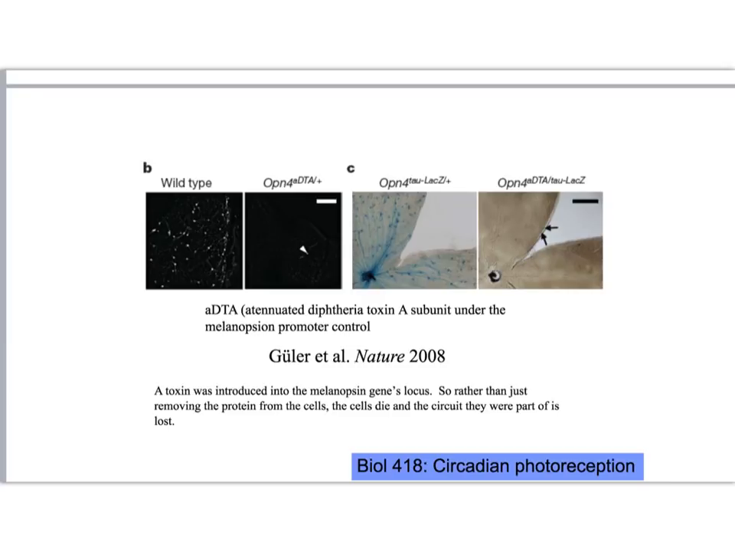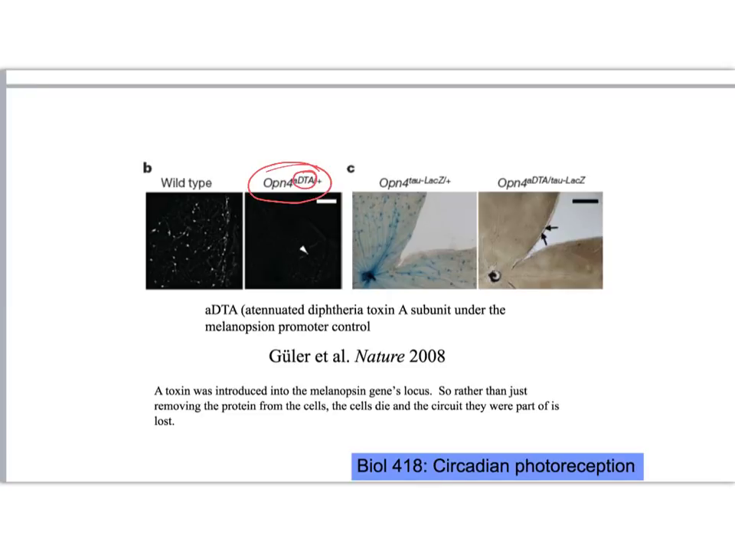But they also had a construct that was the OPN4 promoter, that is the gene that codes for melanopsin, driving diphtheria toxin, which is a toxin that will induce cell death. So essentially any cell that expresses OPN4 in this animal will in a way commit suicide. It will induce its own death.